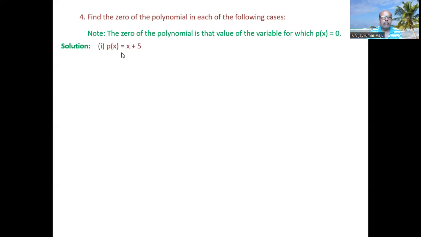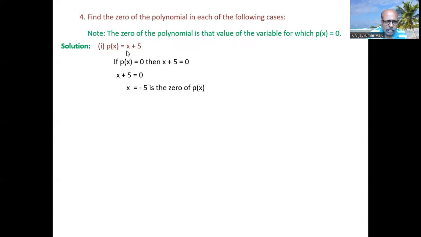We have to find the zero of this polynomial. If p of x is 0, that means x plus 5 must be 0. If x plus 5 is 0, take the 5 to the other side and it becomes minus 5. So x is equal to minus 5 is the zero of this polynomial.